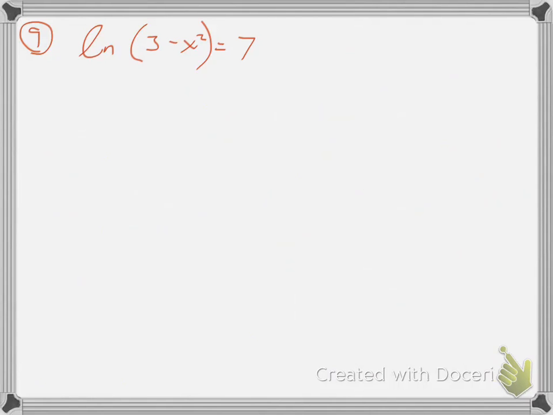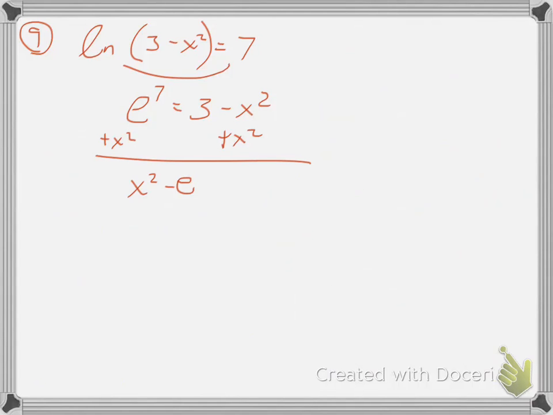So in this case, I have a log with base e, the natural log, so I'm going to change it to exponential form, keep the base, which is e, raised to the 7th is equal to 3 minus x squared. So now when I go ahead and try to solve this, I'm going to add the x squared so I can have that be positive. x squared plus e to the 7th is equal to 3, and then subtract e to the 7th, and I have x squared is equal to 3 minus e to the 7th.